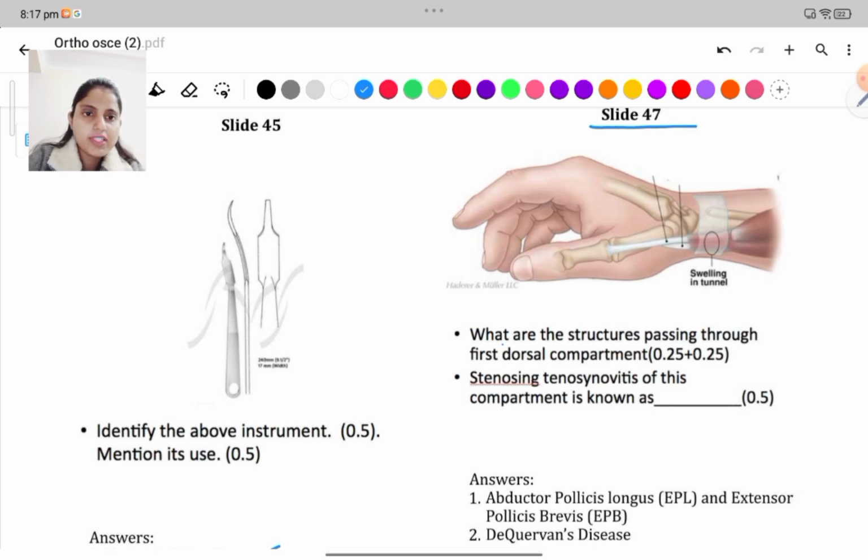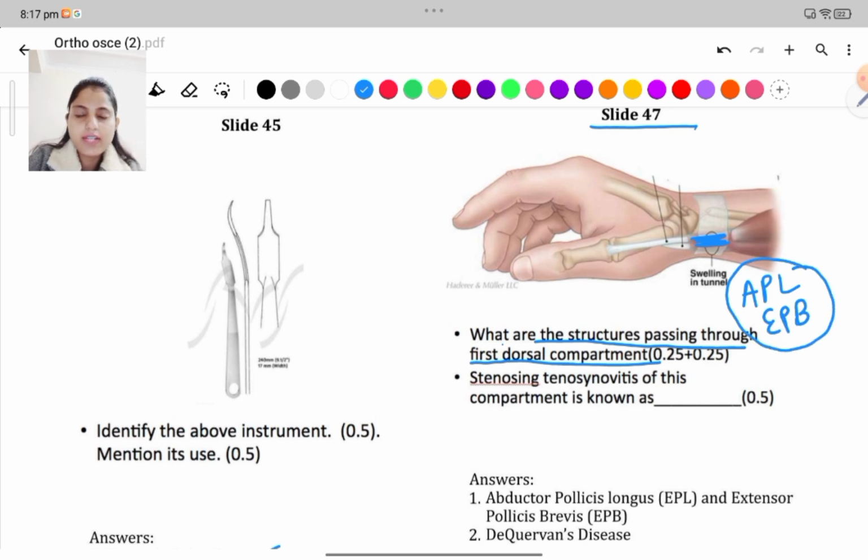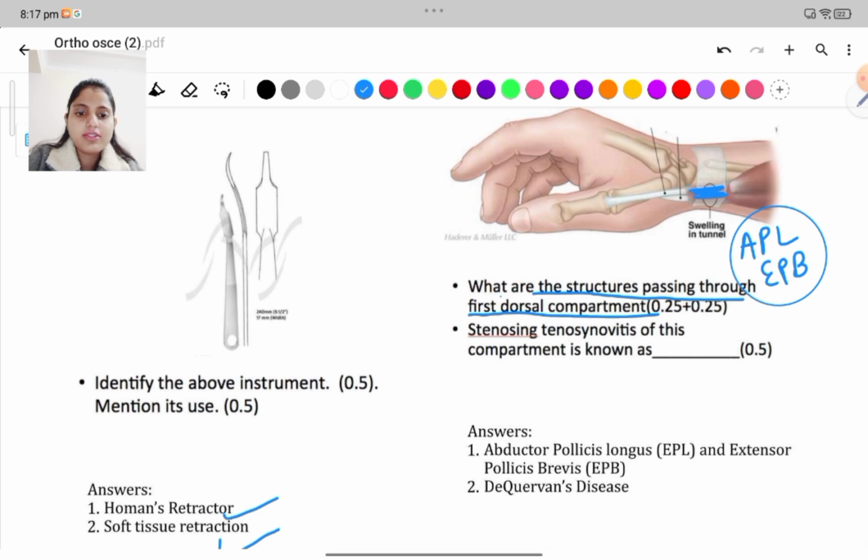In question number 47, what are the structures passing through the first dorsal compartment? In the first dorsal compartment, two structures pass: abductor pollicis longus and extensor pollicis brevis. And impingement of these two tendons is called de Quervain's disease, de Quervain's tenosynovitis. So the stenosing tenosynovitis of this compartment is known as de Quervain's disease.